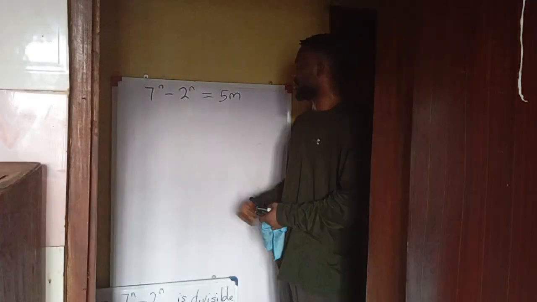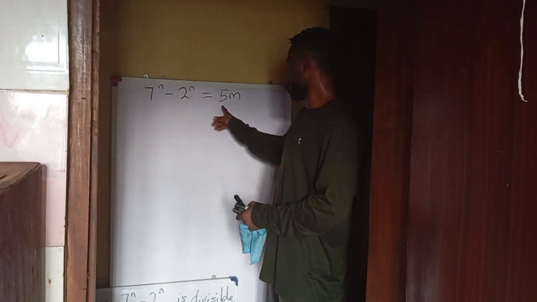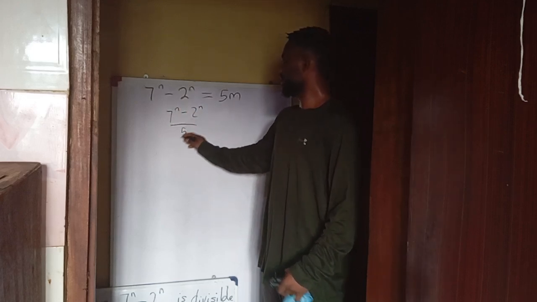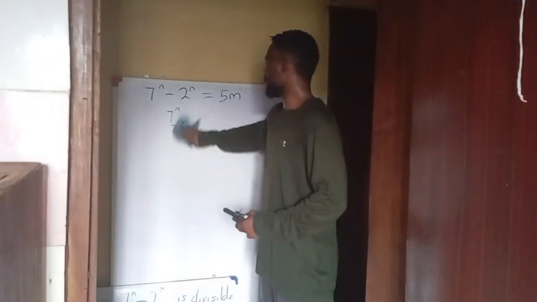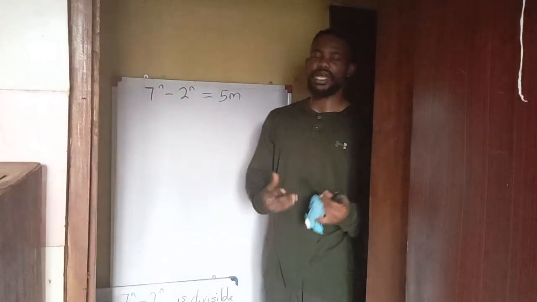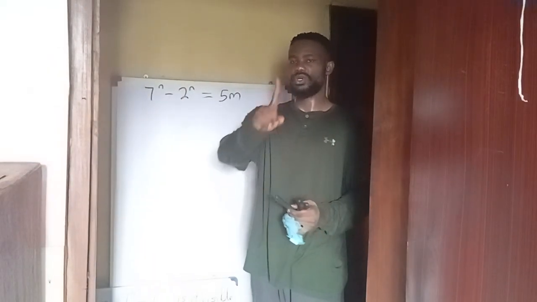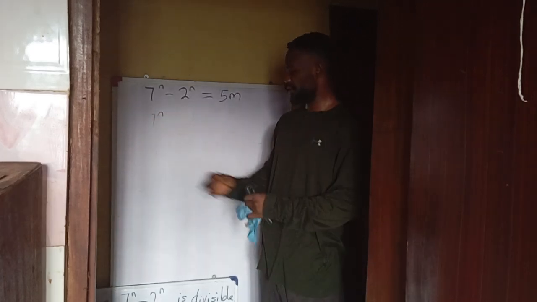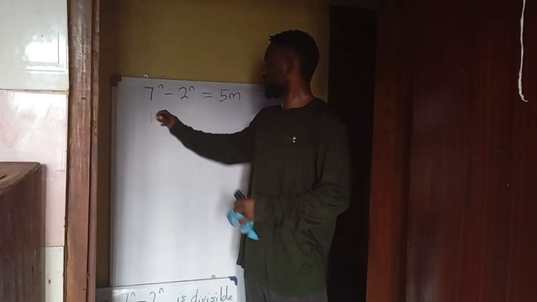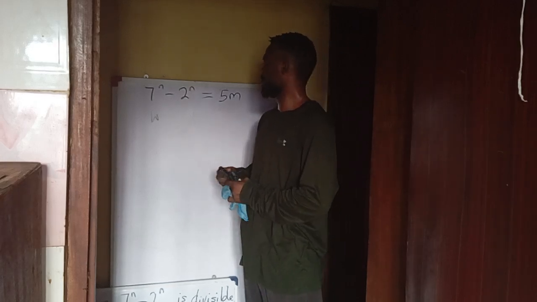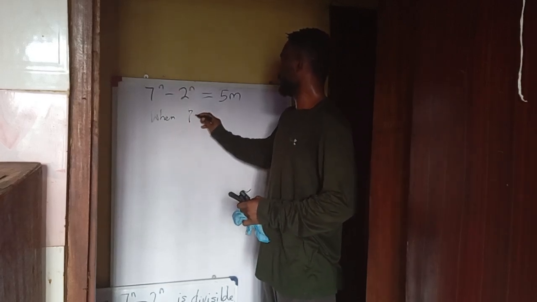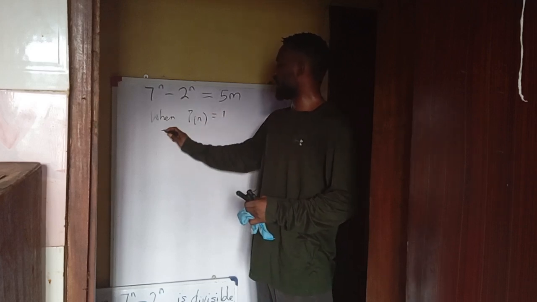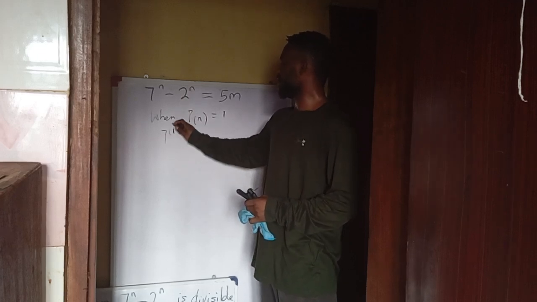So I will now apply the principles of induction. Remember, they said we should prove that this is divisible by 5. Whenever you see this kind of question, what you just need to do is apply your induction steps. The first step is what we call the basic step. In this case, we will say when p of n equals 1. That means that anywhere I see n, I'll put 1. We call this the basic step.